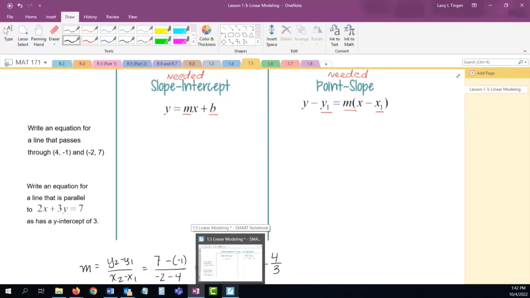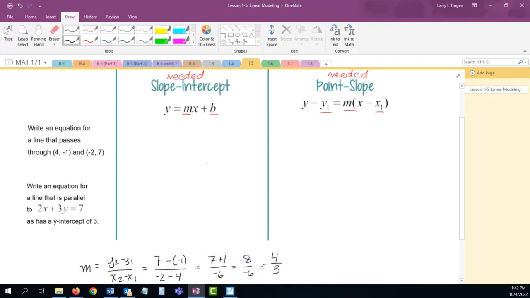Right? Everybody agree? Yes, no, hello? Okay. So, yes, yes, yes. Okay. Yes, okay. Good, so there's my slope. So I now have the slope. I have 2 points, so I can go find this equation.